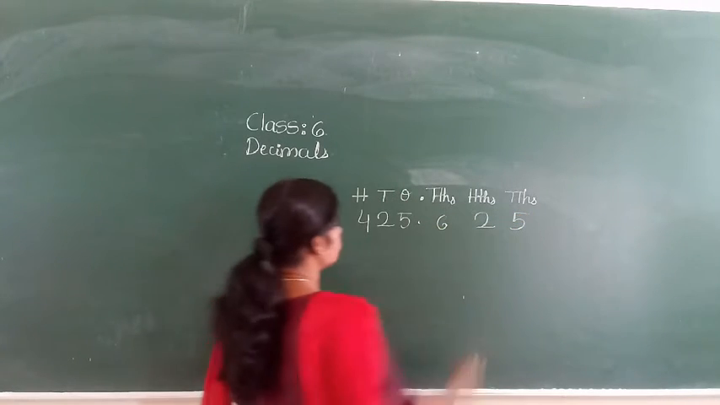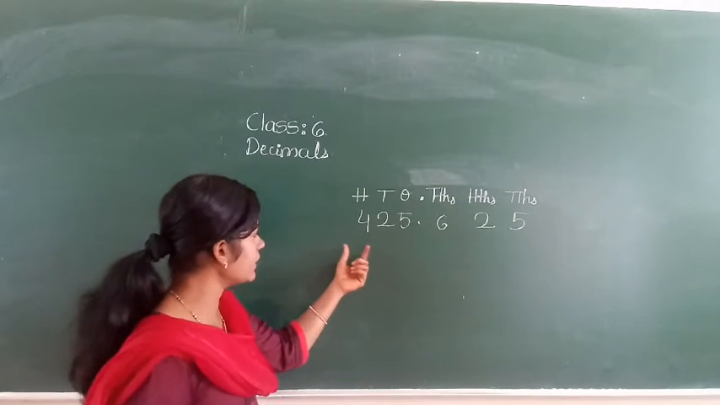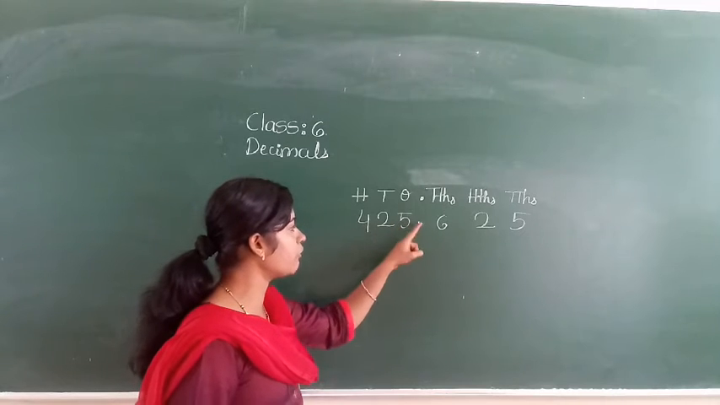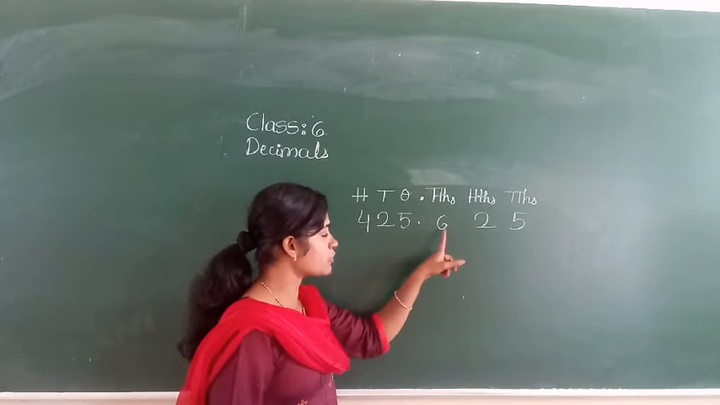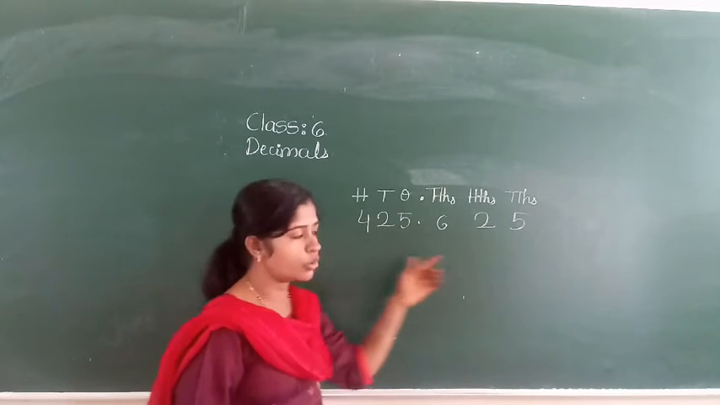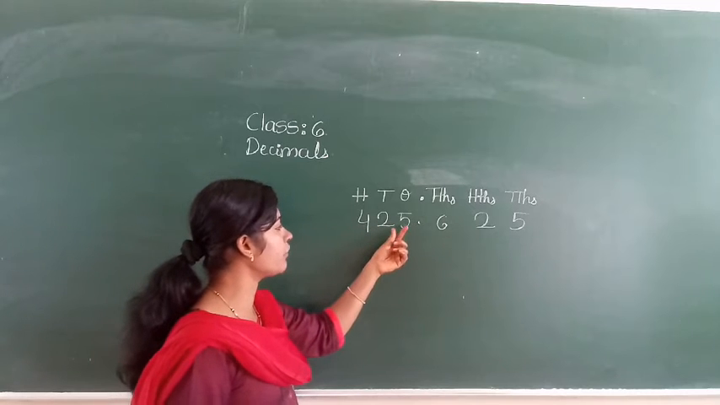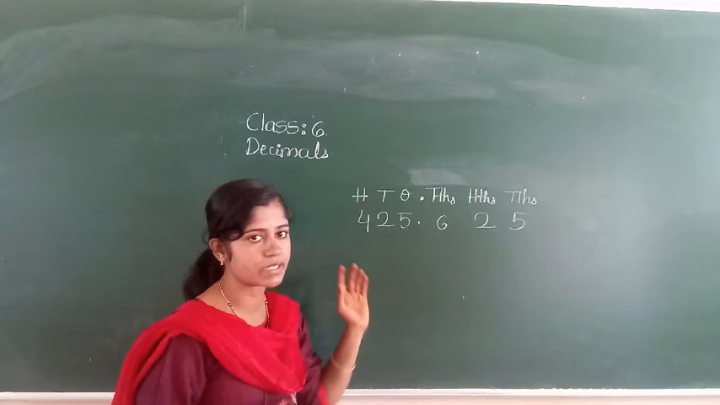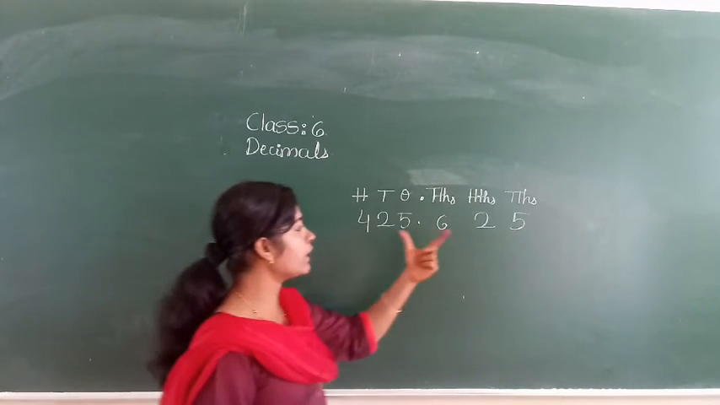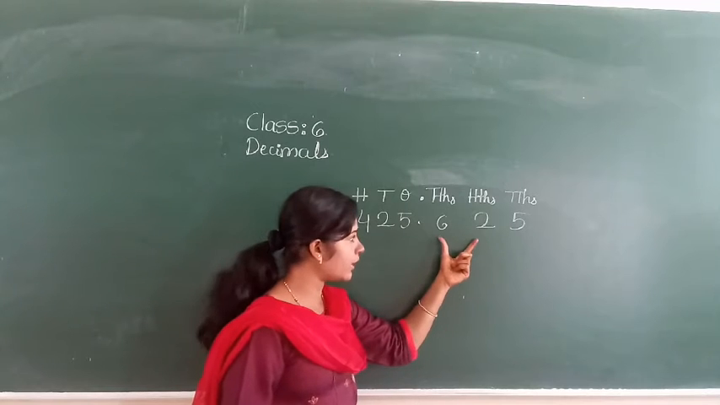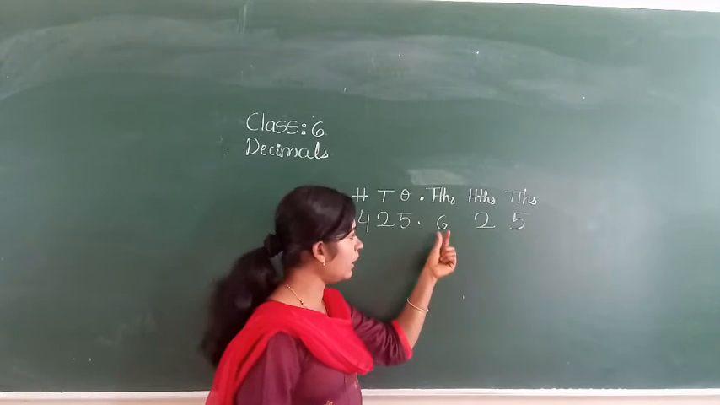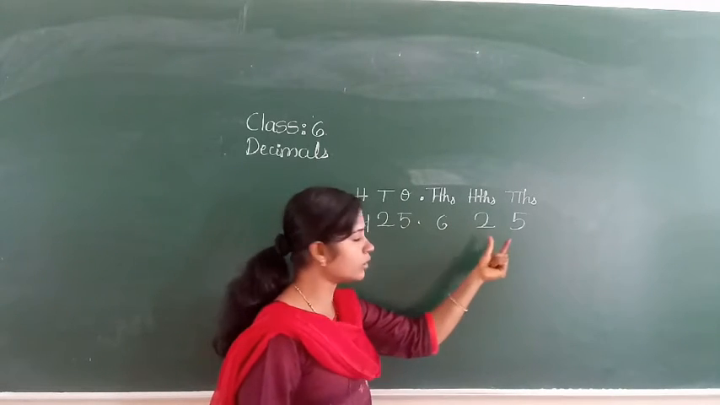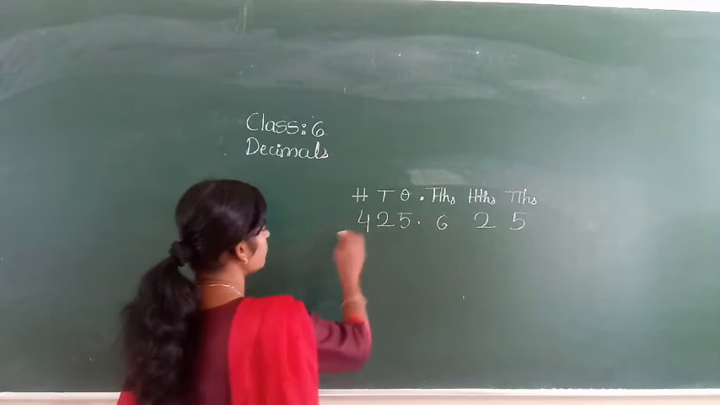Next see here, I will take one example, 425.625. How to read it? Don't read it as 625, and don't read it as six hundred twenty-five. That is completely wrong. When you are reading decimals you should read individual digits: 6, 2, 5. Okay, this is the place value chart.